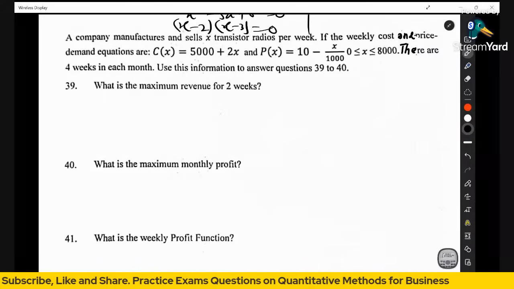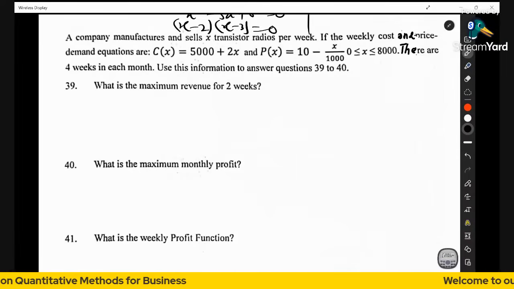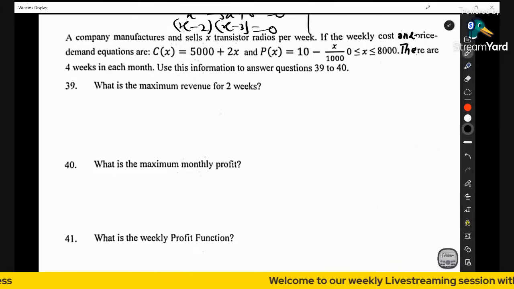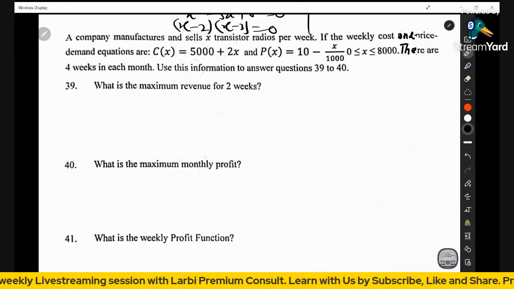A company manufactures and sells x transistor radios per week. So this is weekly information. If the weekly cost and price demand equation is equal to this and that, and it goes on to tell us that there are 4 weeks in each month, we are asked to use this information to answer question 39 and 40.